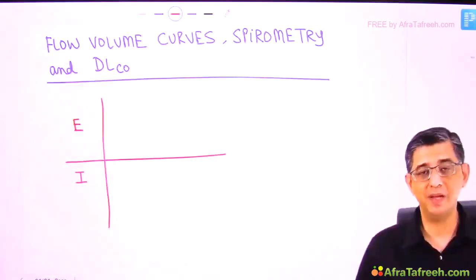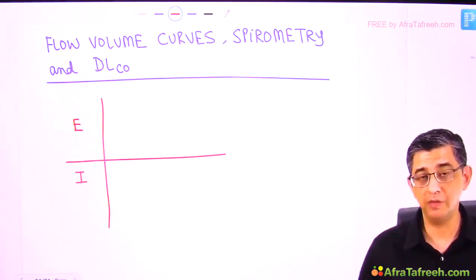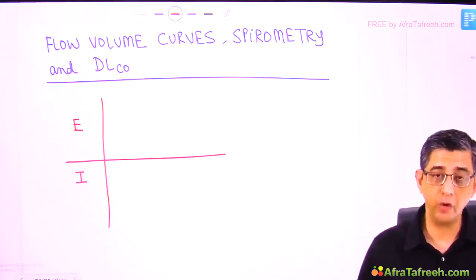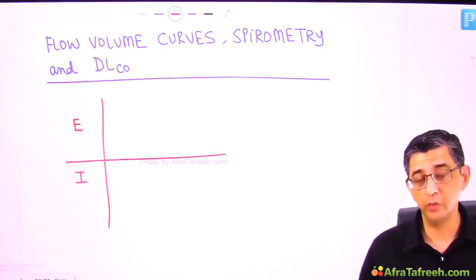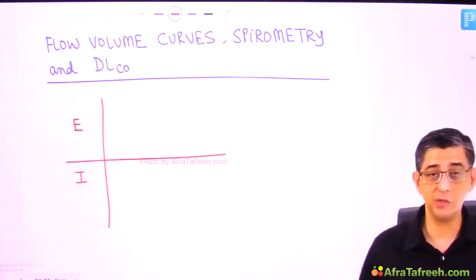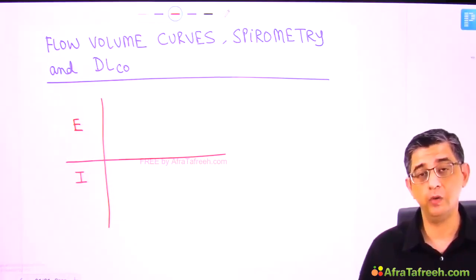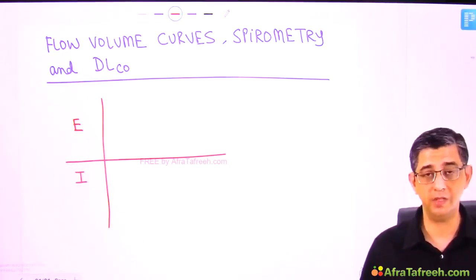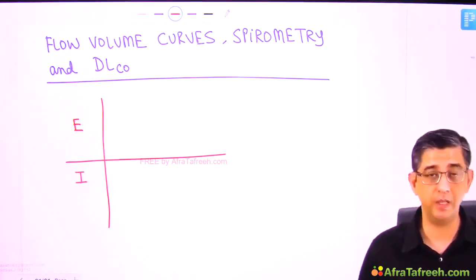Hi guys, welcome back. The next topic we're going to study is pulmonary function tests. Here I'll be drawing a couple of flow volume curves before you, discuss some mathematical aspects of spirometry, and in the end talk about DLCO, that is diffusion capacity of the lung for carbon monoxide, and its applied aspects.